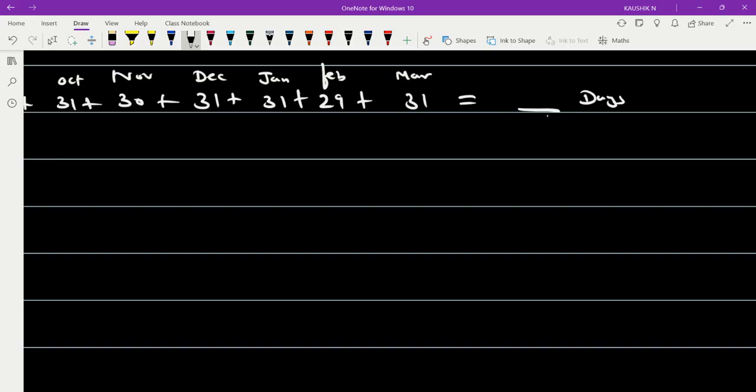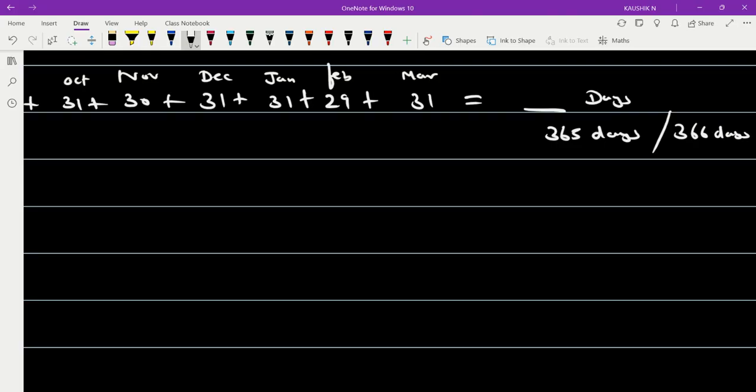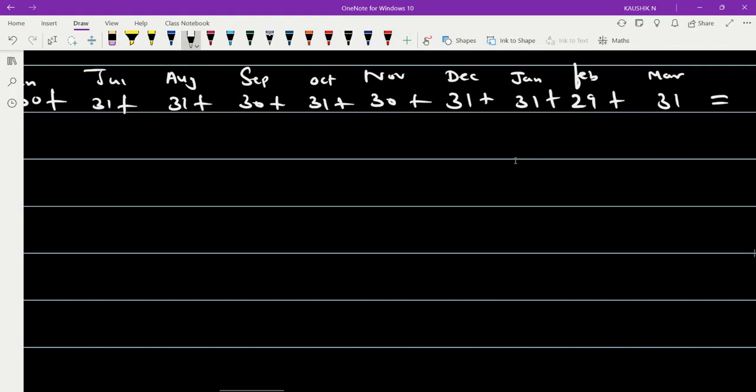So we know in a year, you have got 365 days if it's a normal year, or it will be 366 days if it is a leap year. Okay, so majority we will get normal years, which will not have leap year. If it's a leap year, you'll use 366. That's the only change.